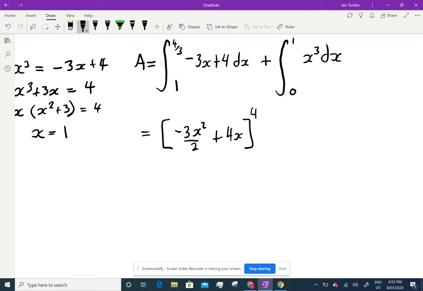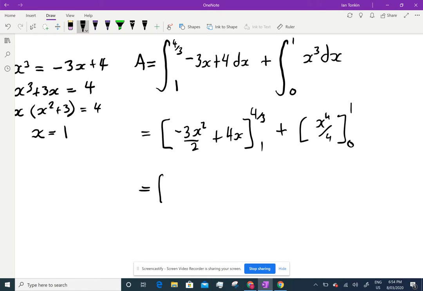And that's between 4 on 3 and 1. Plus, I've got this bit, which is add 1 to the power, x to the 4 over 4, between 1 and 0. So that's the area. The first one's the area under the purple line between 4 on 3 and 1, and the other one's underneath the cubic between 1 and 0.